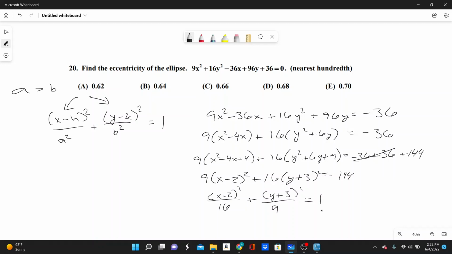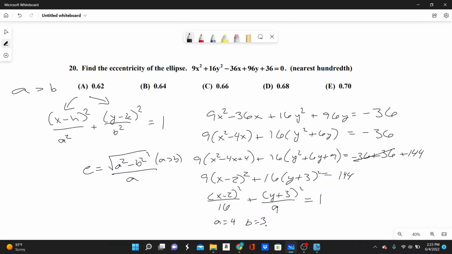Alright, so to find the eccentricity, you have to use this formula. The eccentricity is equal to the square root of a squared minus b squared, where a is greater than b, and then divide that by a. So, we know a squared is 16 and b squared is 9, so a is 4 and b equals 3.